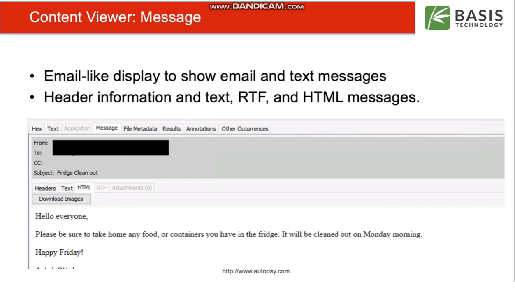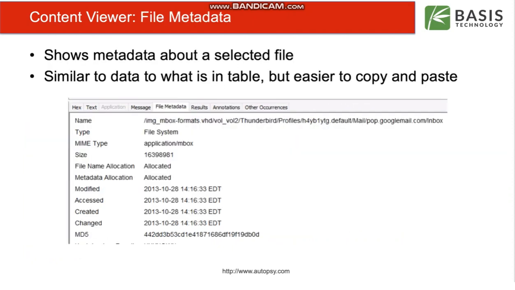I would not be surprised that in a future version of this, there will probably be a sub viewer within a different kind of tab, but right now it is this top level message tab. The next tab over is called File Metadata, and this is going to show you metadata about a selected file. It's similar to what you will see in the table if you are already viewing files, where you had columns for timestamps and sizes and MIME types.